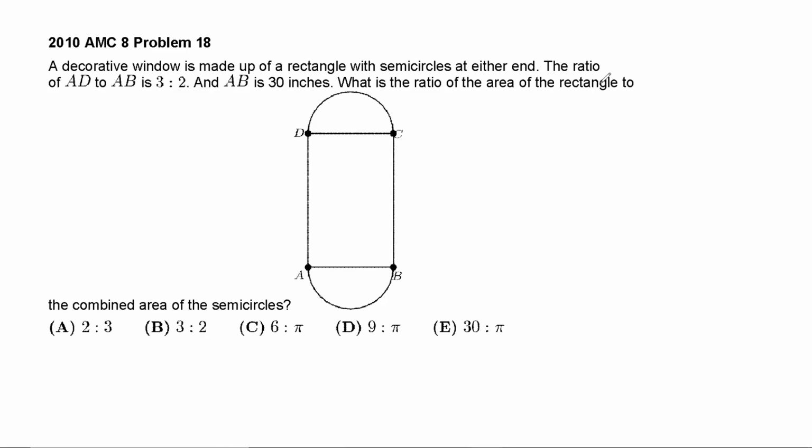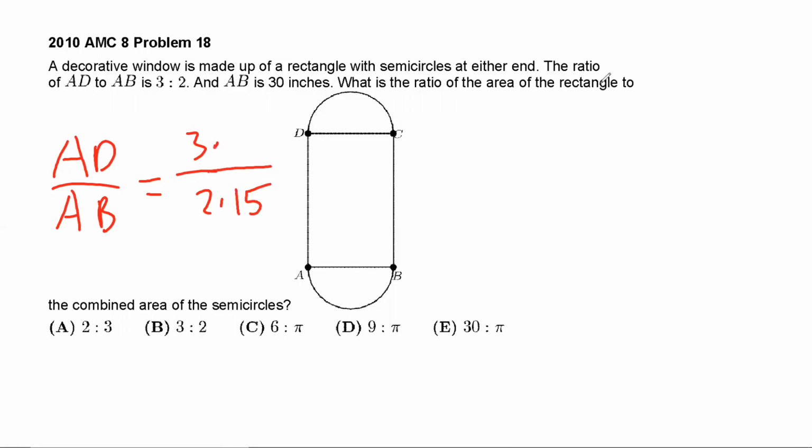Okay, so we're given that AD over AB is equal to 3 over 2. And we're also given that AB is equal to 30. So if you multiply both the top and bottom of this fraction by 15, you'll get a denominator of 30 while also getting a numerator of 45, which means that AD here is 45 and AB is 30.